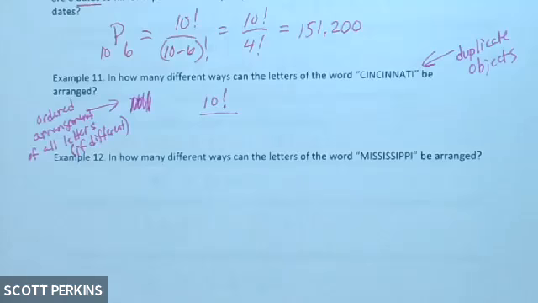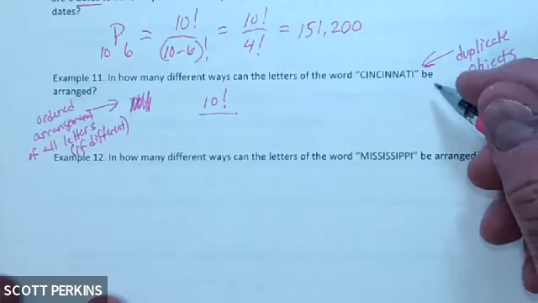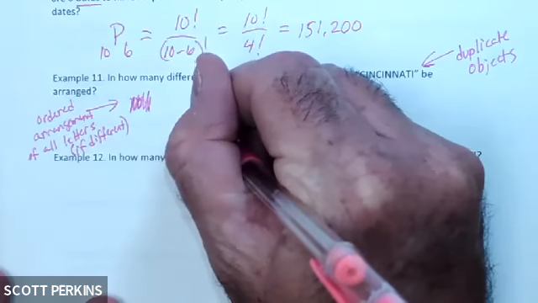Okay, so 10 factorial is the ordered arrangement if I use all 10 different letters, but I don't have 10 different letters. I've got repetition. So what I have to do is divide by the arrangements of the duplicates. First, I've got N's. In this case, I have 3 N's, so I'm going to divide by 3 factorial.